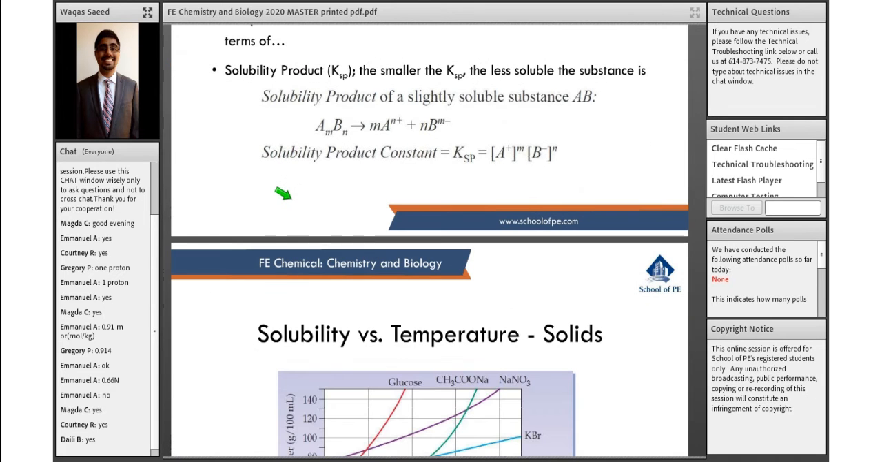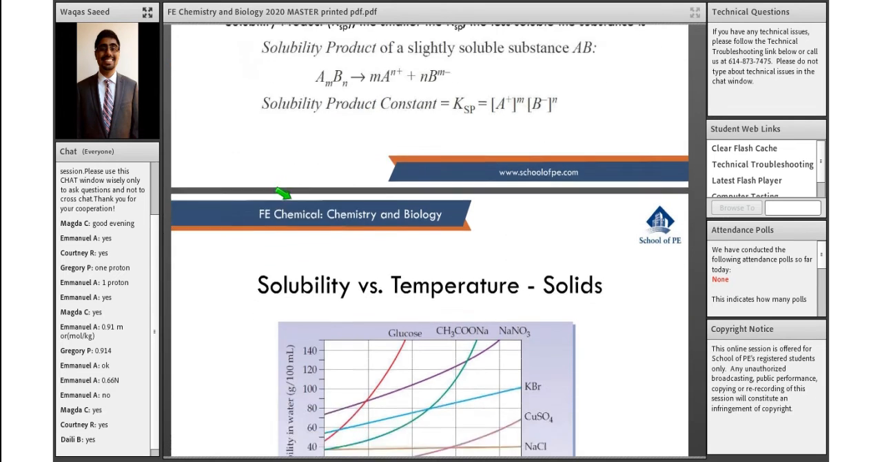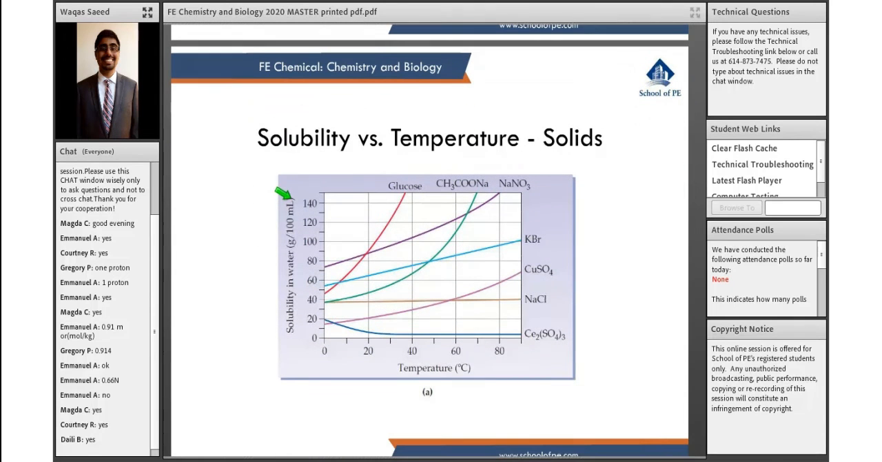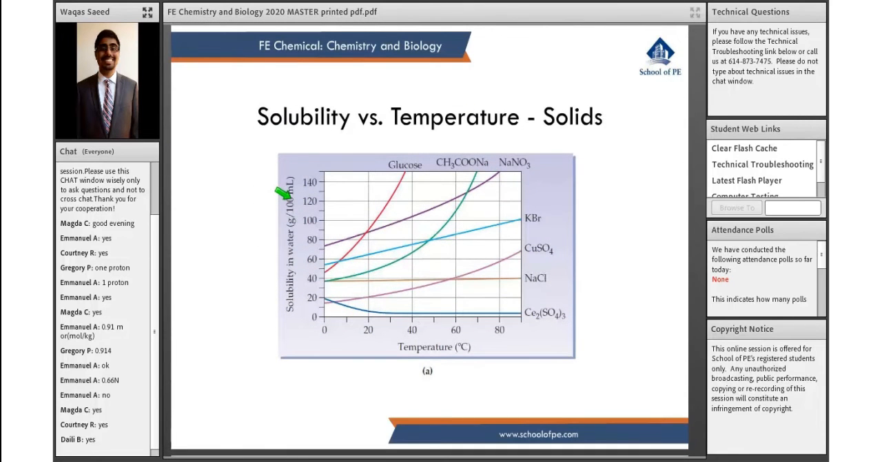And the best way to go through this is to go through an example. But before we get to an example, the one thing you should know for the exam is how solubility changes versus temperature in solids. And you should know the general trend. So for most solids, solubility increases as you increase the temperature, right?